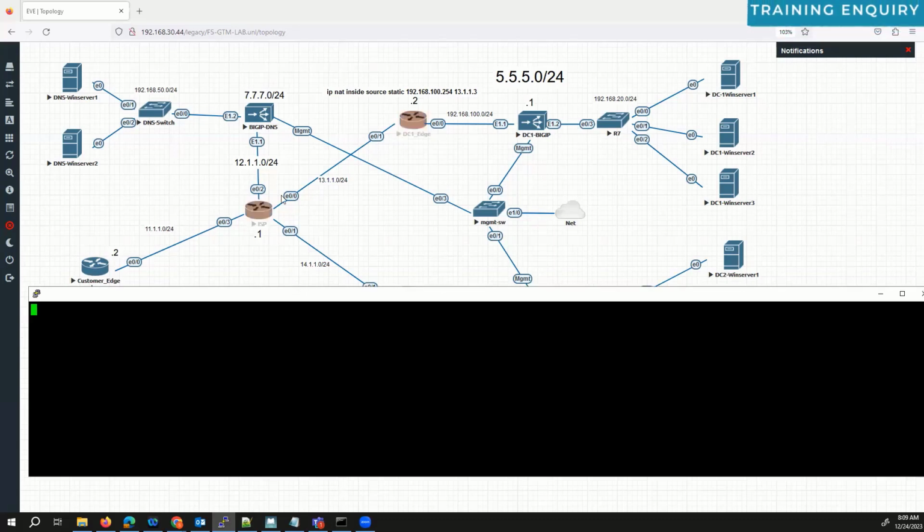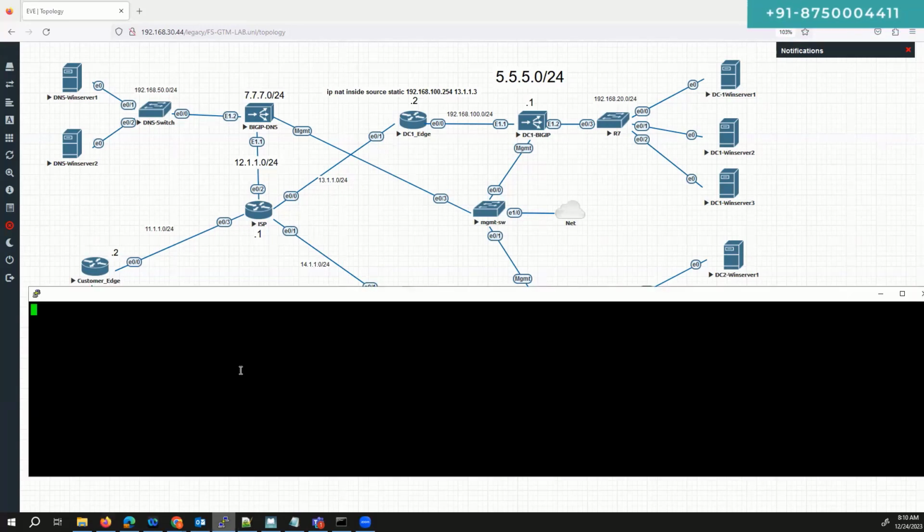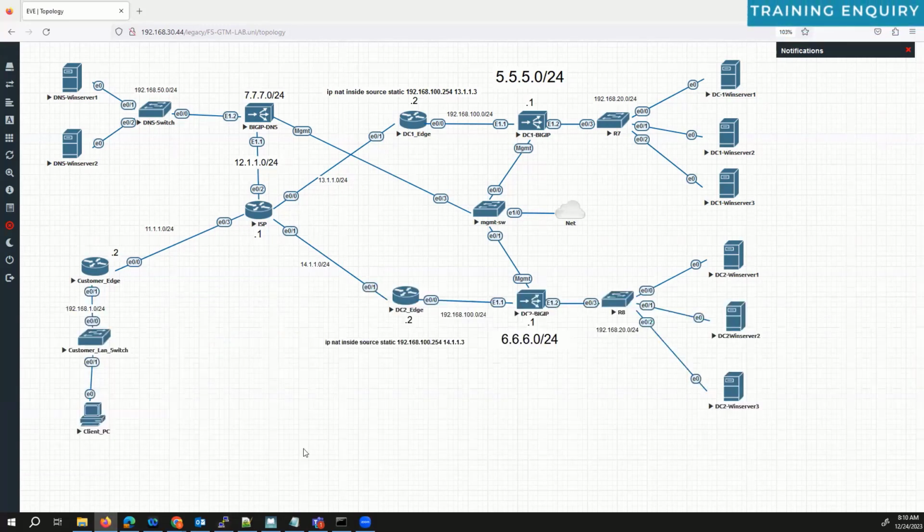Similarly, between the ISP and the BIG-IP DNS, we are using 12.1.0.0/24. Between the ISP and the DC1 edge router, we are using 13.1.0.0/24. And I'm using 14.1.0.0/24 between the ISP and the DC2 edge router.